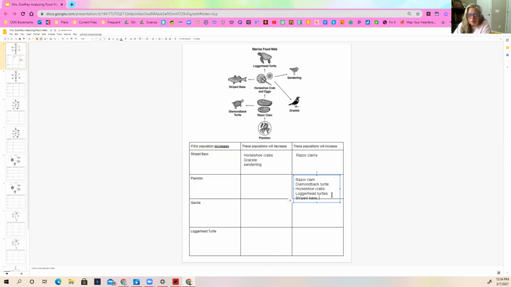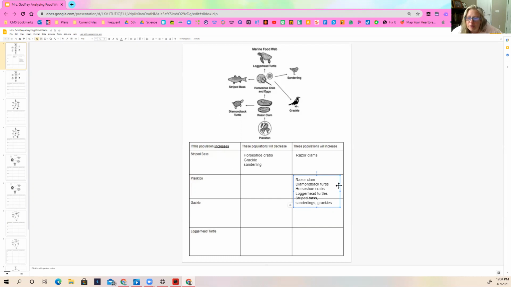And also sanderlings. And also grackles. All right. But then ultimately, guys, when the loggerhead turtles get to be too many, then it will go back down and everything would then decrease again. But it's pretty safe to say that when you have something at the bottom of the food chain increasing, it can increase everything all the way back up.